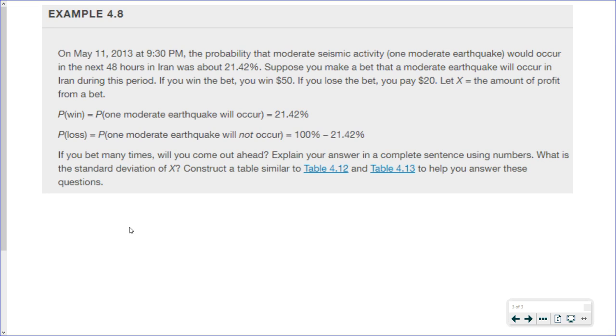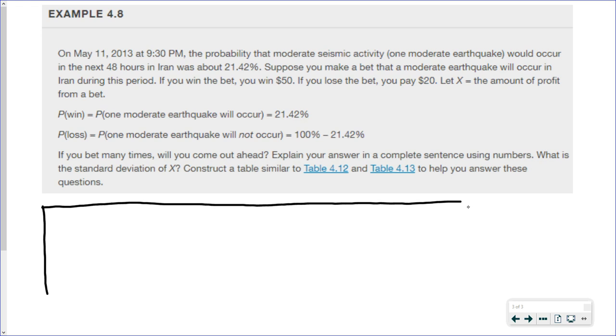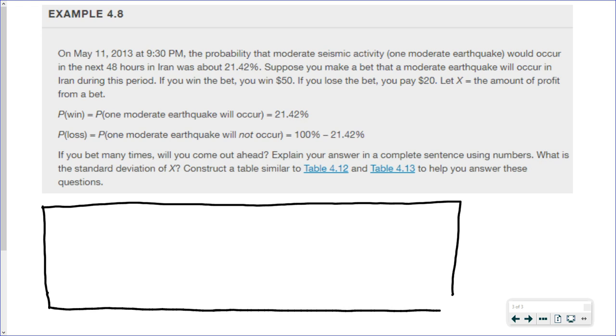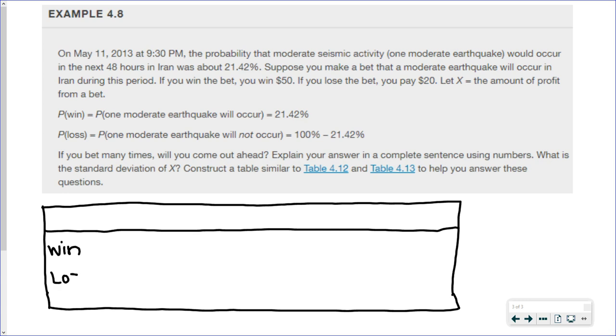We're going to make our expected value table, and then we're going to add in another column, and this column is going to help us in finding our standard deviation. So we're going to start by making a table, making this table nice and large so I can do some computations in the columns with my values here. There are two outcomes. We can either win or we can lose.